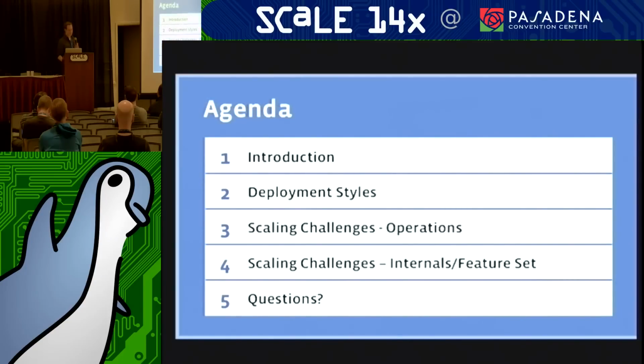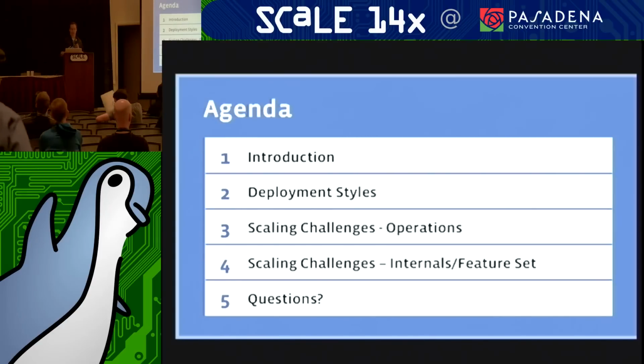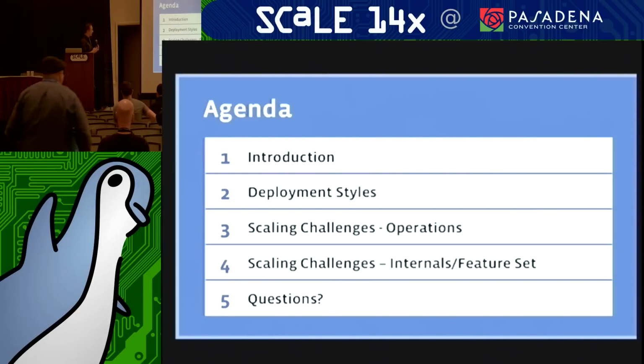So here's the quick agenda of the talk. For those of you who have really not any experience with Gluster, I'll give you a 3-slide crash course in what it is and how it works. That'll hopefully give you some context for the rest of the presentation. And then I'll go into some deployment styles, how we have used Gluster at Facebook, how we currently use it, and how we deal with things like NFS. And then I'll go into the two broad areas where we've had scaling challenges. One is operations, and the second is the actual core code of Gluster, or the internals, and some of the changes we have had to make. And if we've got time, hopefully we'll get into some questions.